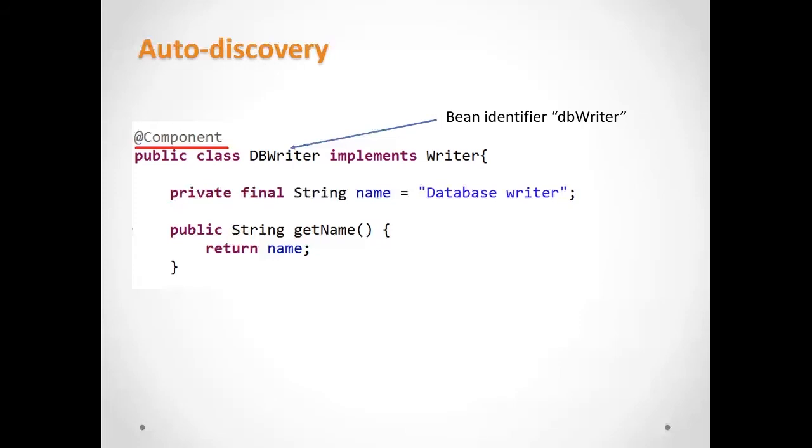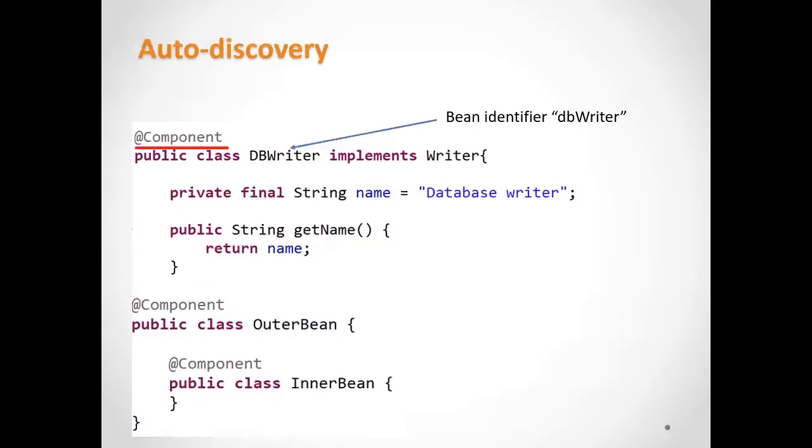A very simple rule: the short class name will be the bean identifier. Spring is even smart enough to detect inner classes.